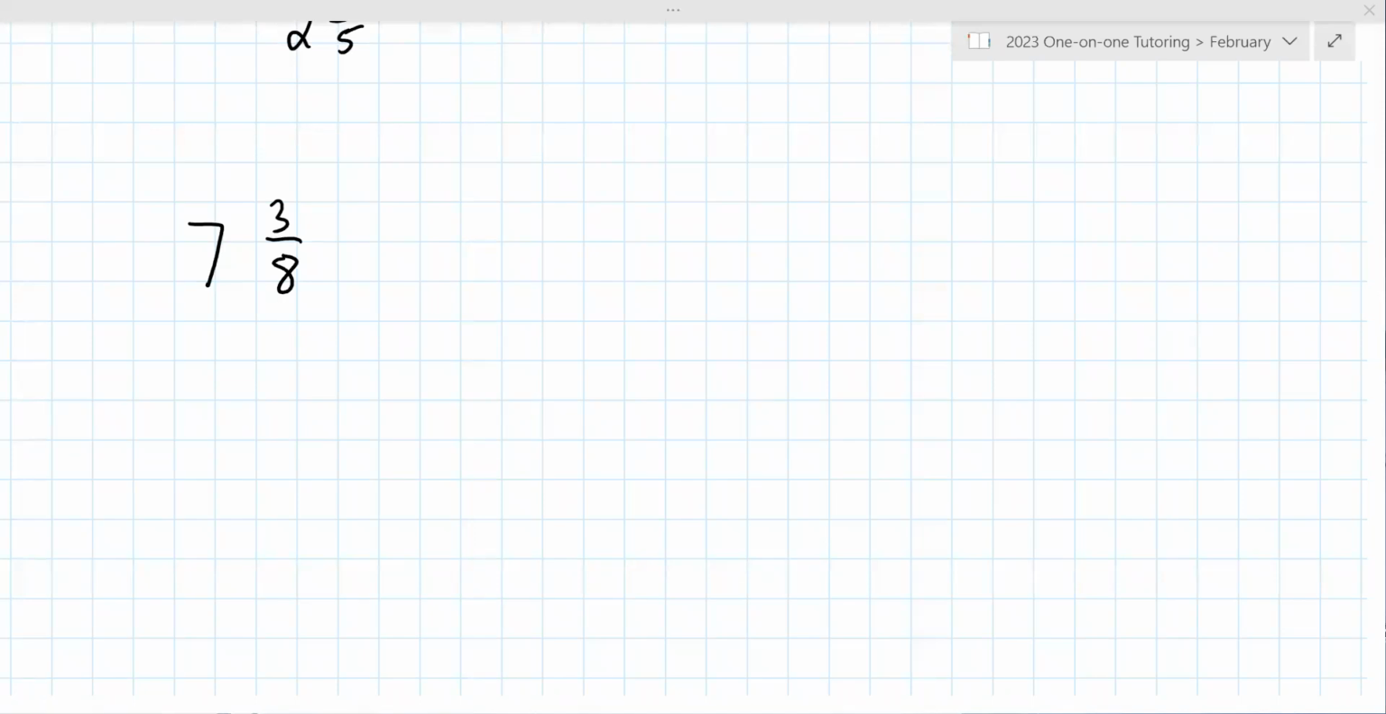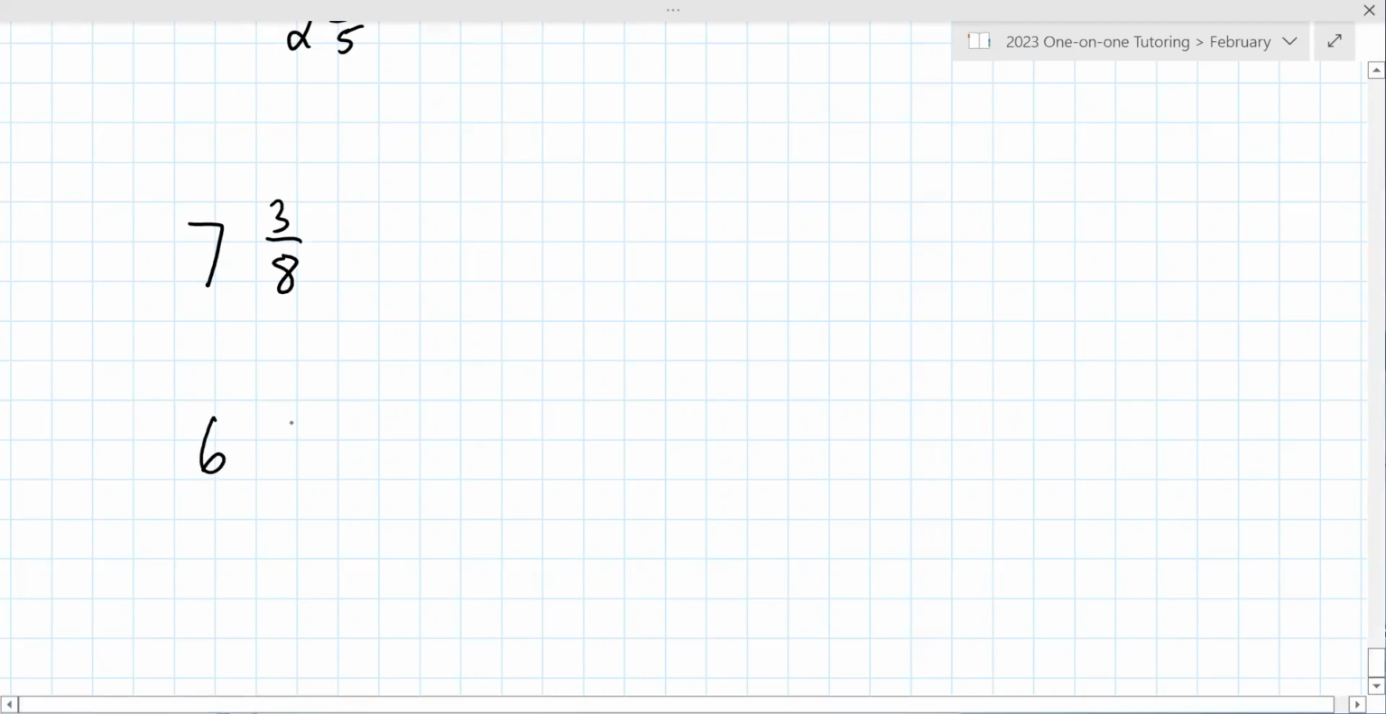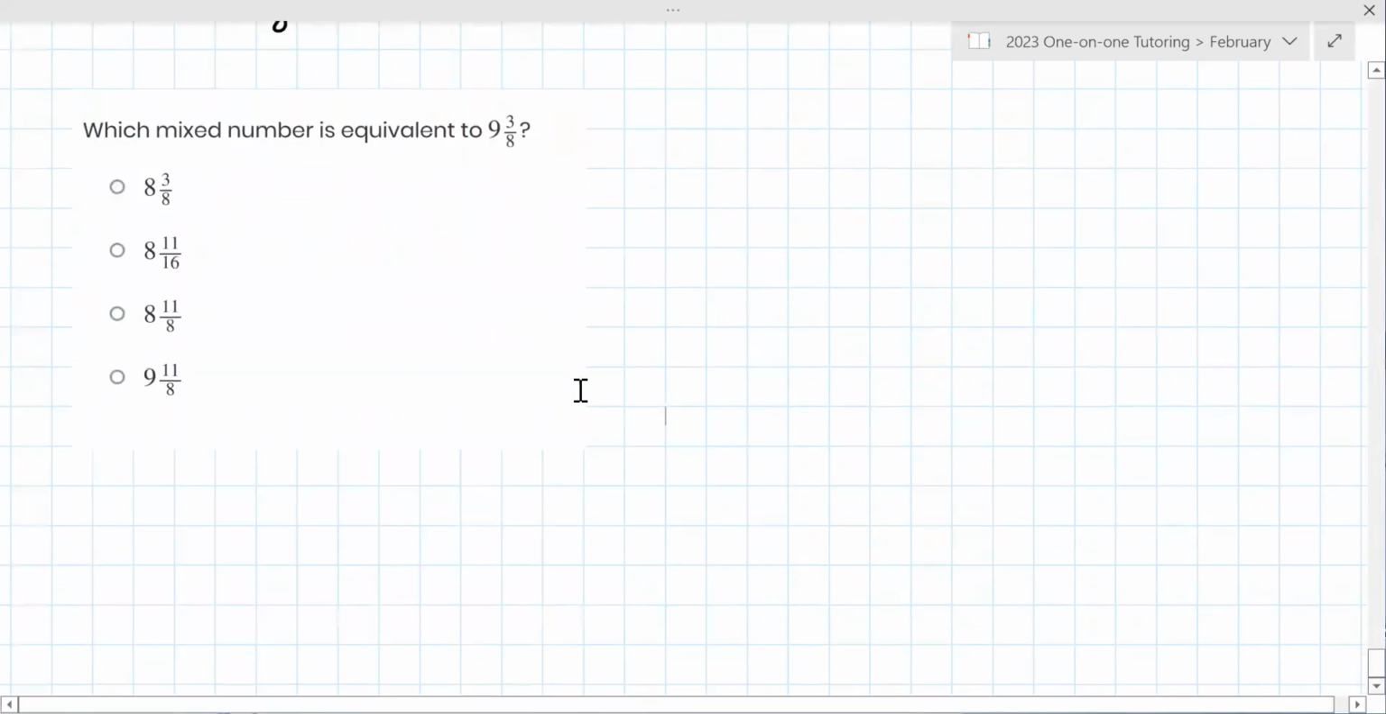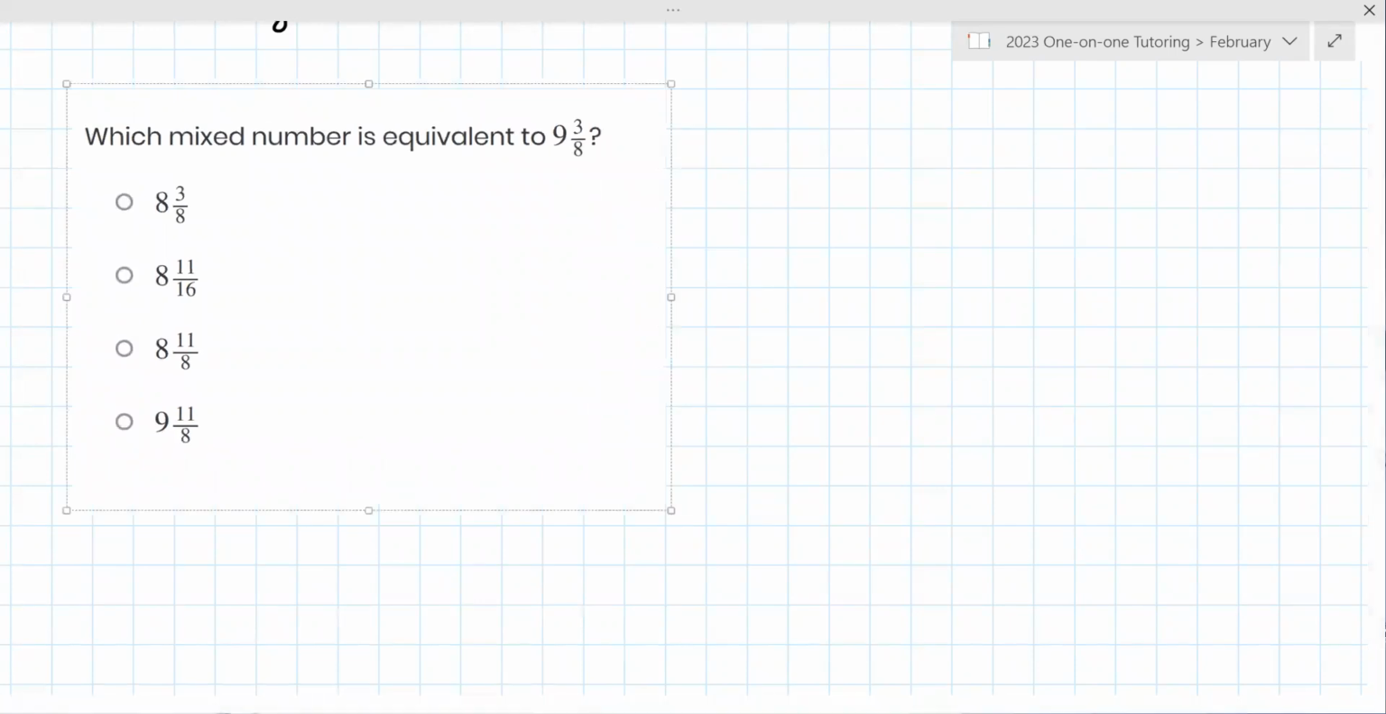Okay, I got my answer. Okay, what is your answer? 6 and 11/8. Perfect. Really good. Okay, so here is a practice problem for you to do. This comes from your assignment, and it's actually really similar to the one we just did. So go ahead and work this one out, and let me know what you come up with.